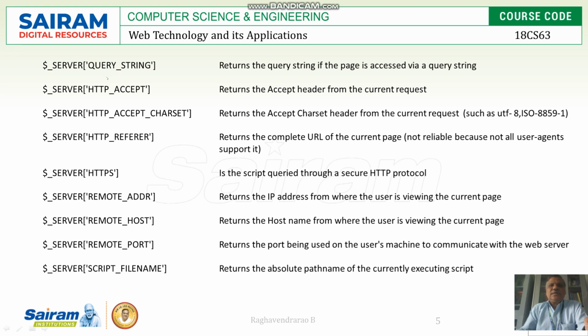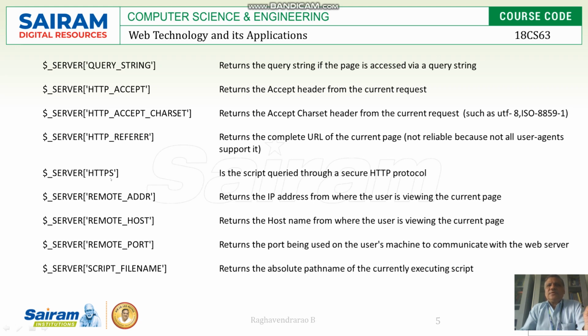Like this, there are other items like the query string. When you use POST or GET, you use the query, and that string is displayed. Then HTTP accept, the accept header for the current request. Then HTTP accept charset, which character set is going to be used, such as the ISO standard. Then HTTP referrer completes the URL of the current page; it is not reliable because not all user agents support it. This is the complete URL that it considers.